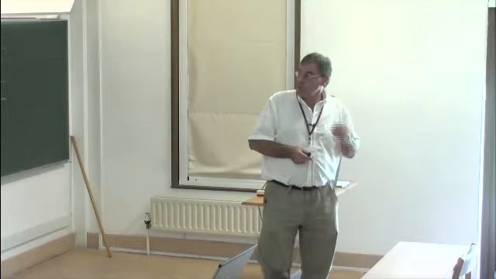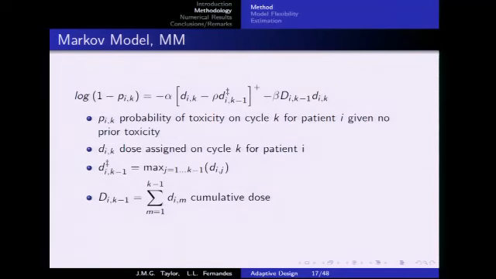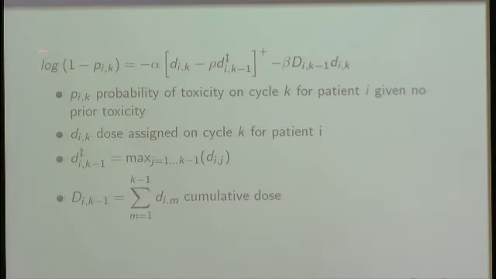So here's what we did do. It probably looks a little ugly. Think about the probability of toxicity. So here's the model: the log of 1 minus the probability of toxicity is linear in these two terms. Here's a cumulative term for the current dose and the cumulative previous dose. So this is all about cumulative.